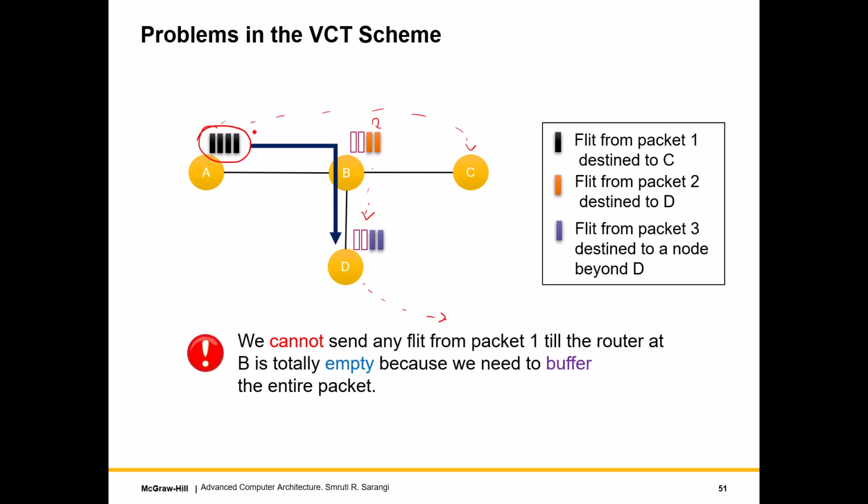And as you can see, this is clearly inefficient, right? This is clearly wasteful of resources. In this case, the resources are flit buffers. So in this case, needless to say, we have an opportunity to send this flit over here. We have an opportunity to send this flit over here, but we are not doing that.